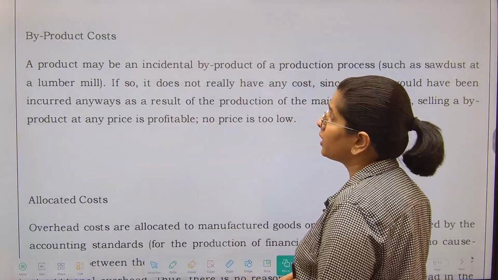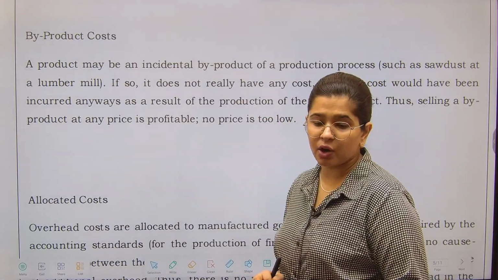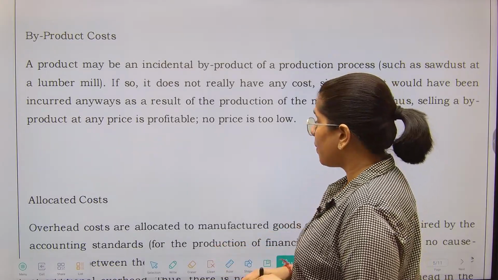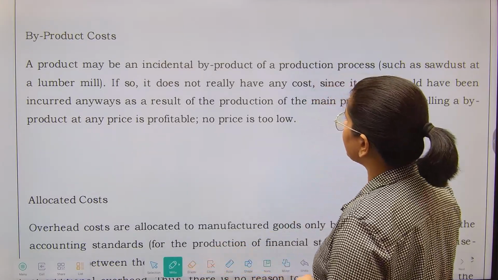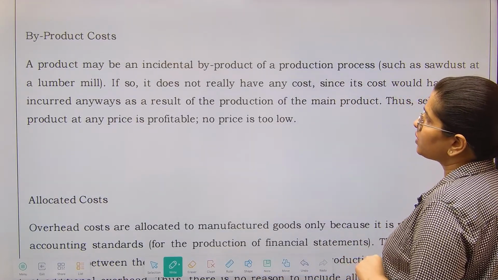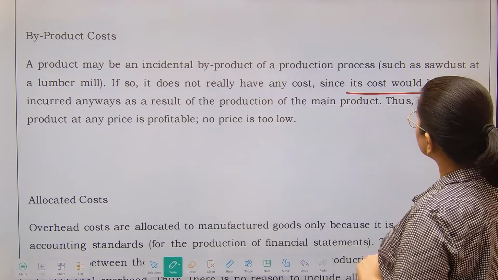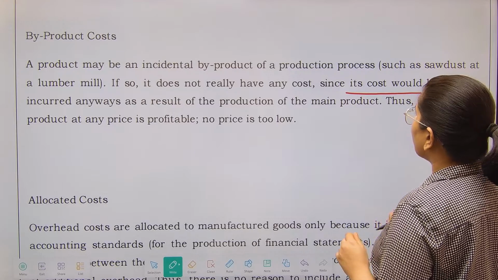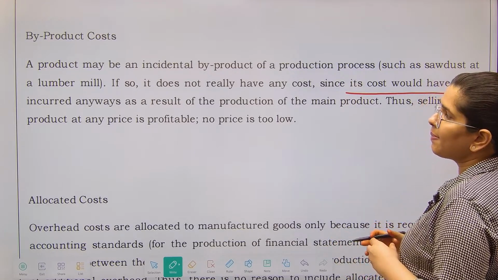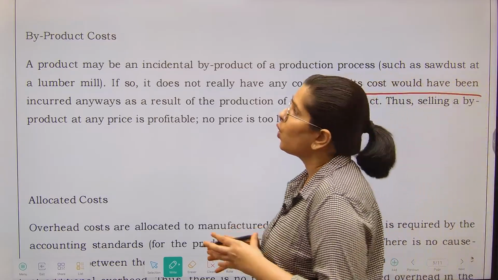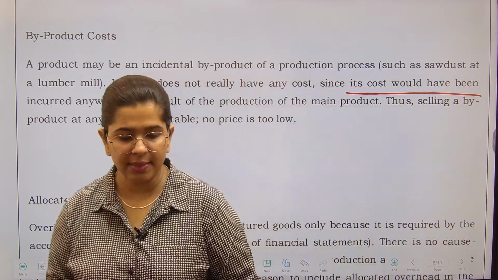Next is joint product byproduct. So this is a whole chapter on itself, right? A product may be an incidental byproduct of a production process. If so, it does not really have any cost, since its cost would have been incurred anyway in the result of the production of main products. Thus, selling a byproduct at any price is profitable; no price is too low.